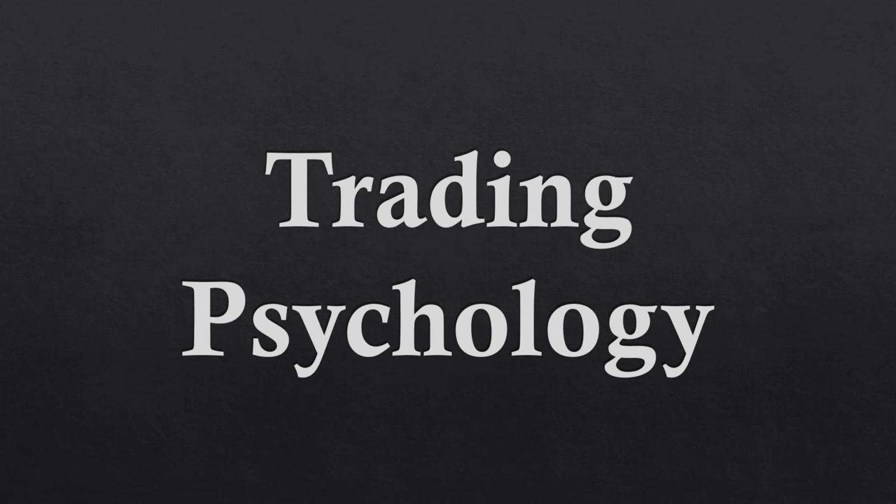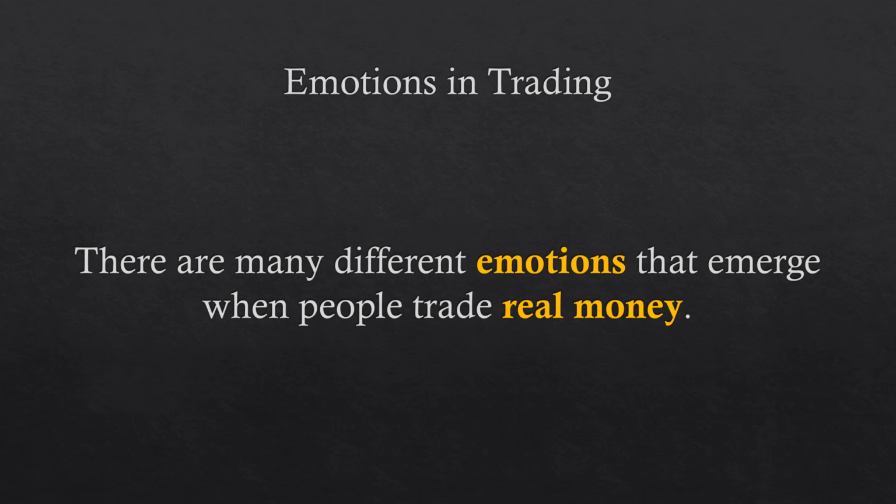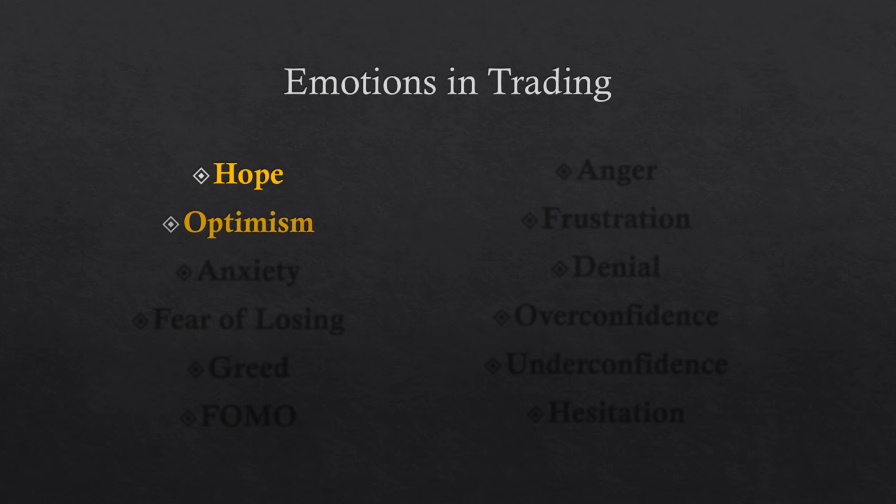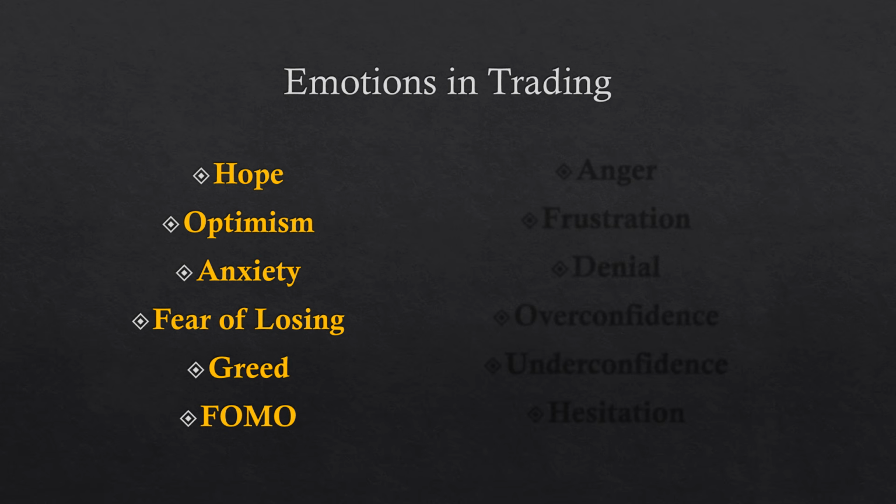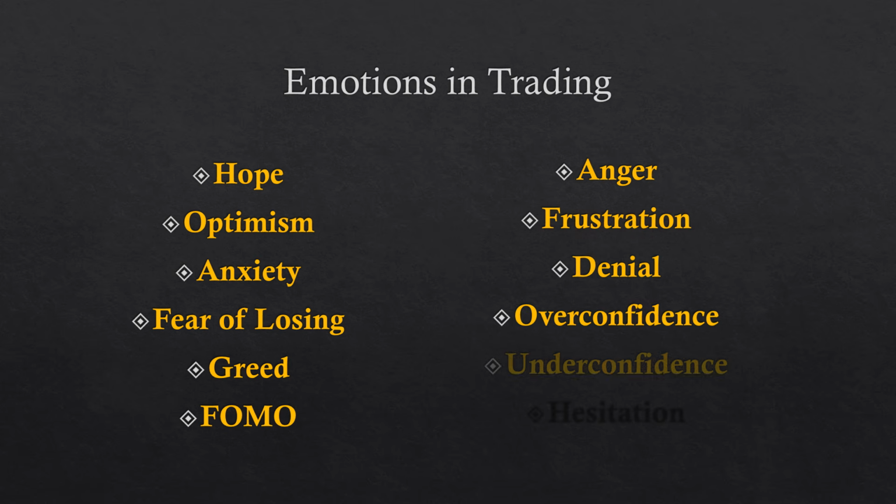The moment you start trading, it becomes obvious that there are many different types of emotions that emerge in trading, especially when you risk real money. Some of the emotions you will face in real trading are hope, optimism, anxiety, fear of losing, greed, fear of missing out, anger, frustration, denial, overconfidence, underconfidence, hesitation, and the list goes on. From this idea that good and bad emotions appear in trading, we can conclude that traders must be able to learn how to manage such emotions efficiently.